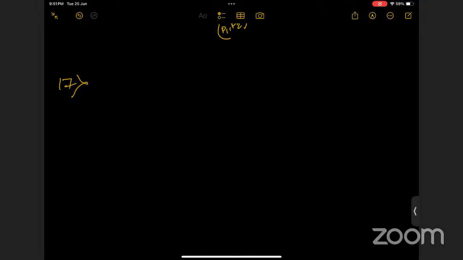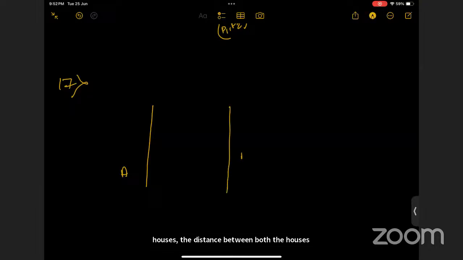So we have house A. This is our A. What is the question here? Is it the full question? Ma'am, the question here is to find the distance between both the houses, A and B. So we have to find the distance between A and B, right? Yes, ma'am. We have to find the value of X.